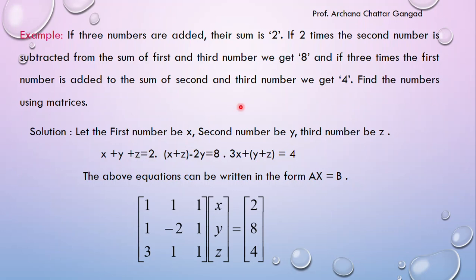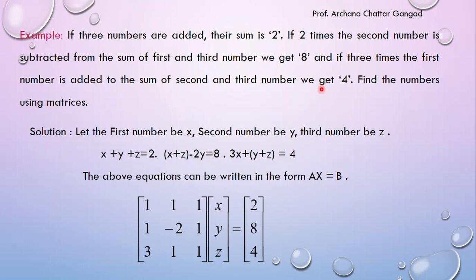Now read the next sentence. If 2 times the second number, what is our second number? Our second number is y. It is 2 times, so write here 2 times y, which is subtracted, therefore minus, from what? From the sum of the first and third number. The first and third numbers are x and z.